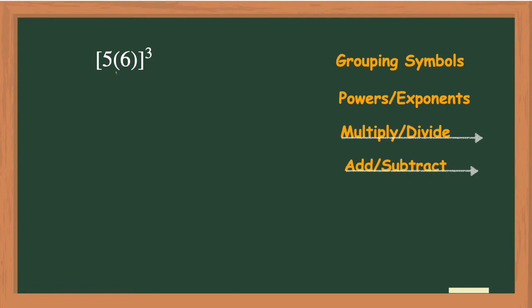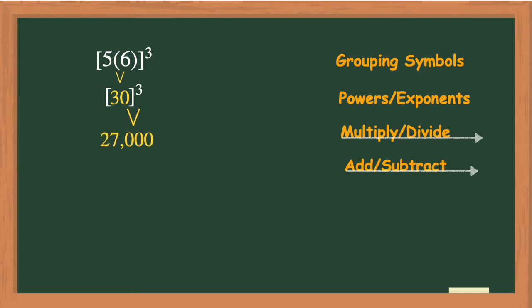So I will start multiplying 5 times 6 first to get 30. Then I'll bring down the brackets and the exponent of 3. Since there now is only one number, 30, inside of the brackets, that means the exponent of 3 will be distributed or applied to that value of 30. So 30 to the 3rd power is 30 times 30 times 30, which is 27,000.